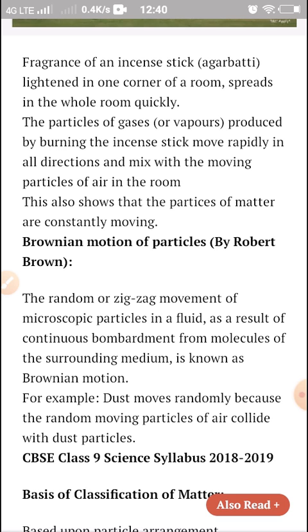I'll tell you. The particles of gases produced by burning the incense stick move rapidly in all directions and mix with the moving particles of air in the room. Why does it happen so? I mean, why is it?